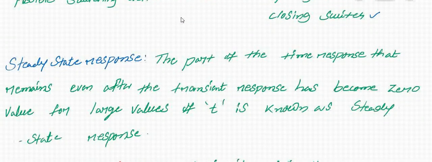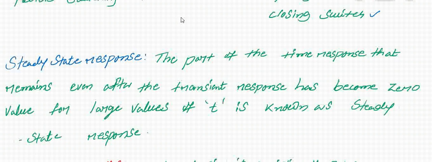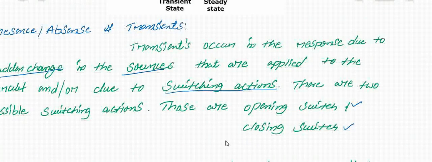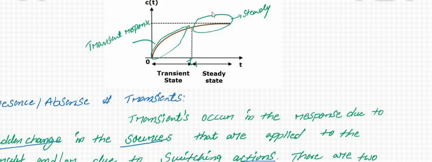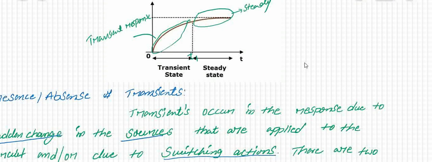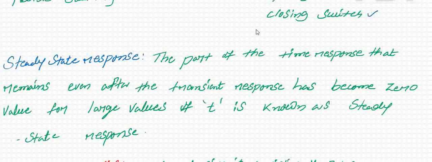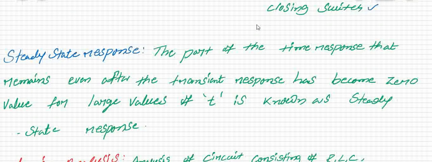What do you mean by steady state response? It is the part of the time response that remains even after the transient response has become 0, for large values of t. For example, here, this is called the steady state response. When the transient response reaches 0, the steady state response starts and it remains constant.